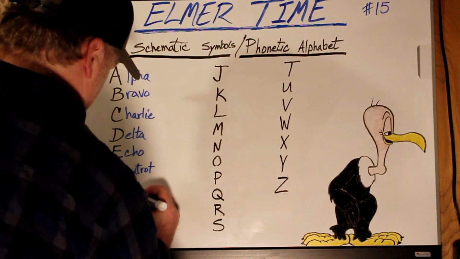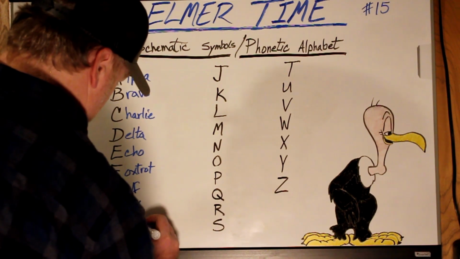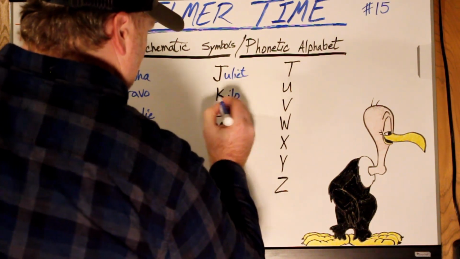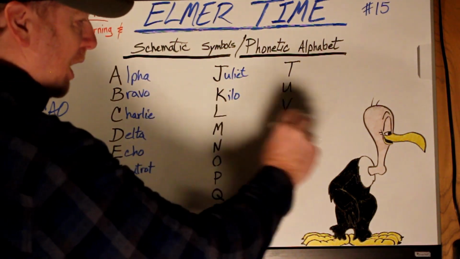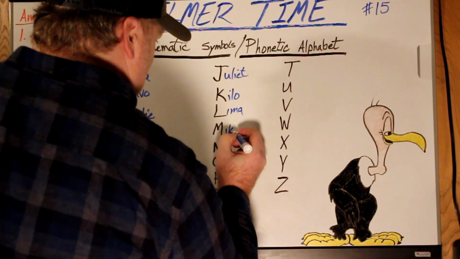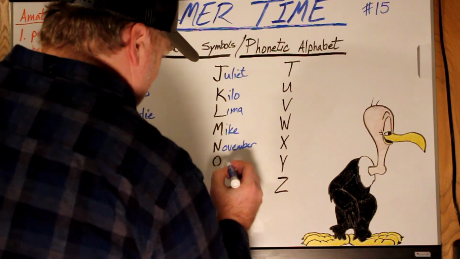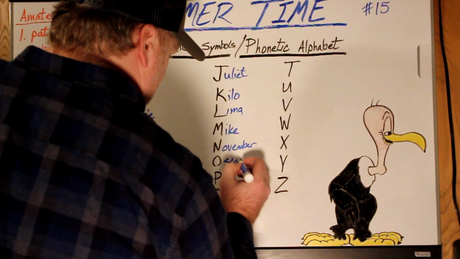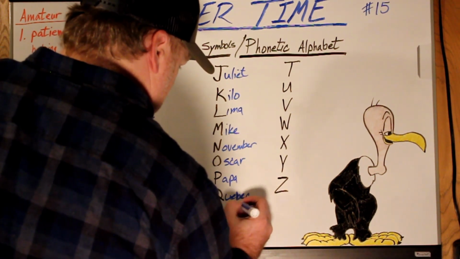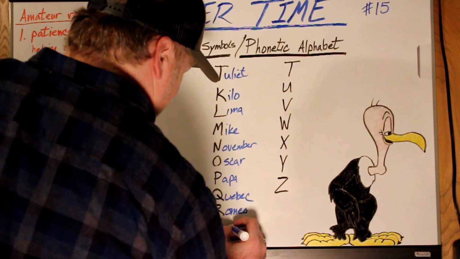I'm going to go through the whole thing here. I can spell it correctly. And kilo is a big one. It's not kilowatt, it's kilo. Now these letters, these words have been selected through trial and error over the many years.